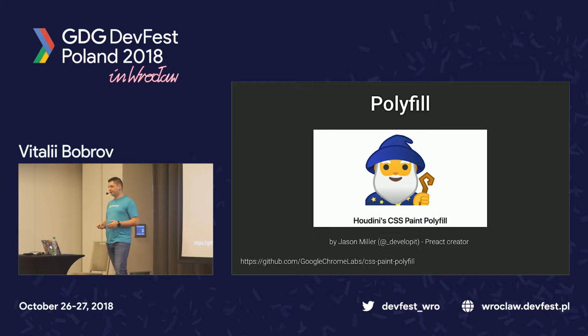Also, we have a polyfill. It was created by Jason Miller, creator of Preact, and this man really knows how to do performant DOM operations. This polyfill is in JavaScript, and it actually creates an element in the DOM behind the elements that you want to apply CSS Paint to, creates a canvas element and draws on the real canvas element. So it's not so performant, but it allows you to enable and use CSS Paint right now in any browsers that don't have support yet.